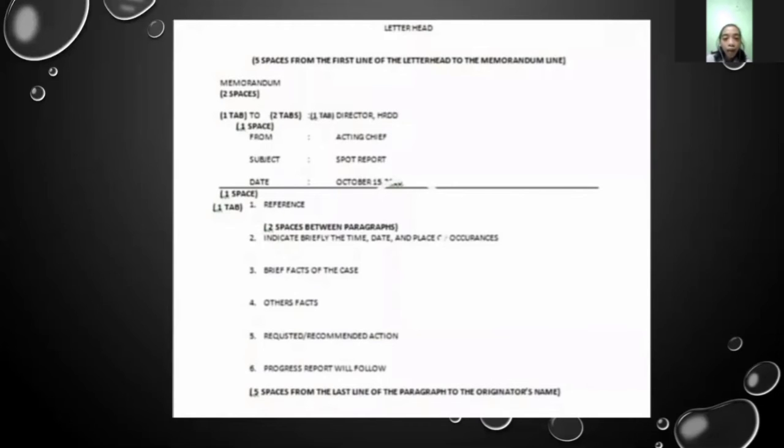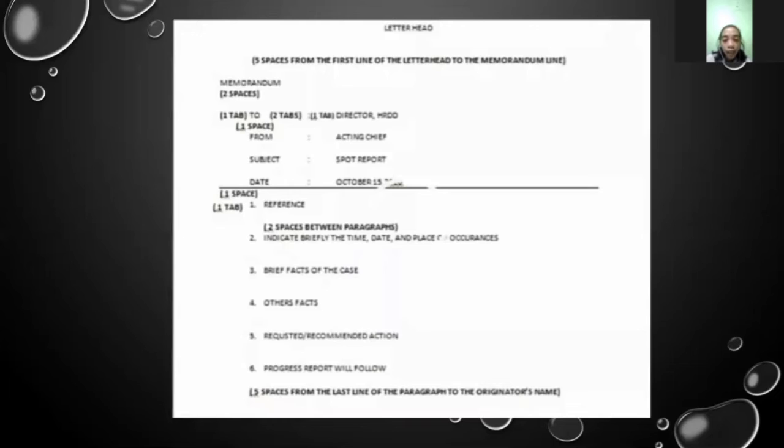1 space, 1 tab, tapos sa 1 tab, ilalagay mo yung 1. Kung mapapansin nyo, pare-parehas sila ng line. Lalagay mo sa 1, reference. Kung, for example, yung reference mo, lalagay mo dun yung police blotter number 001 dated October 13, 2020.